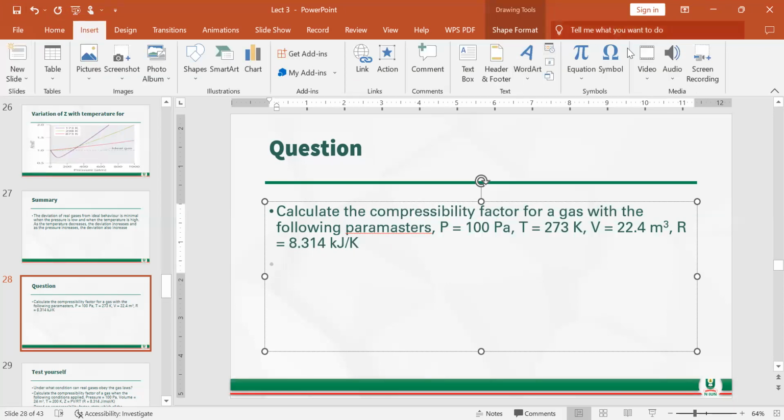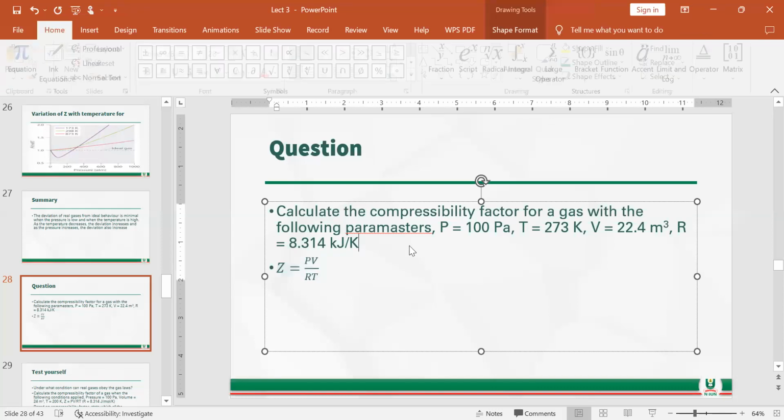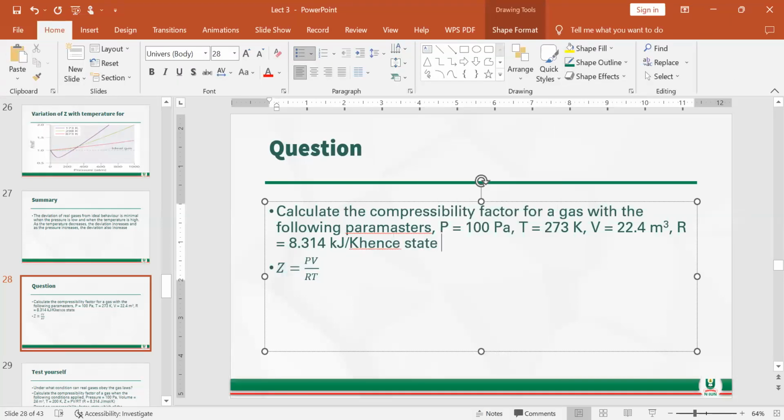Is there anyone that can calculate the compressibility factor? Z is equal to what? Yes, you can try. PV all over RT. So can you calculate it? State if the gas is ideal or real. So your answer is what? Anyhow, let me calculate with you so that we can be sure we are doing it right. 100 times the volume, 22.4, is equal to this, divided by R, 8.314, divided by the temperature, which is 273.